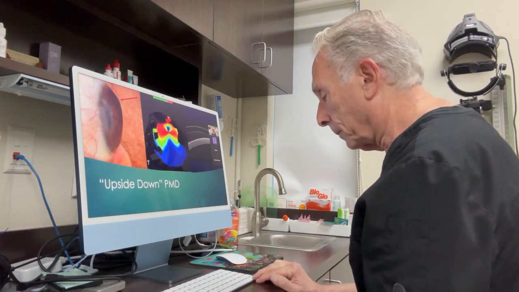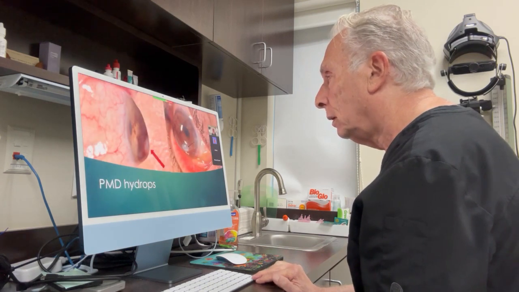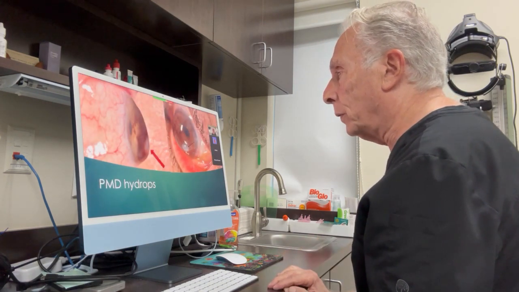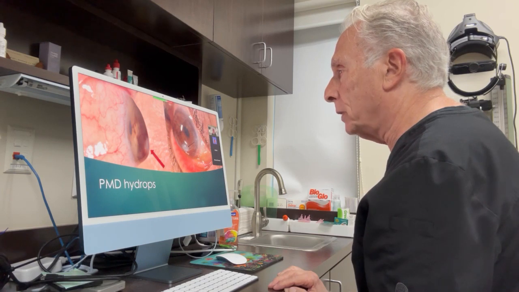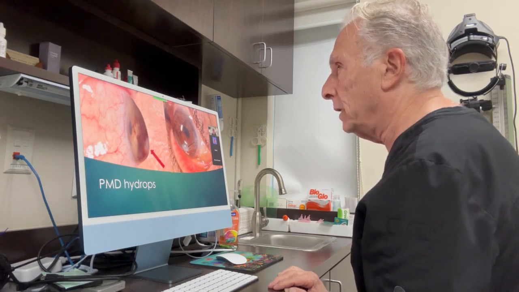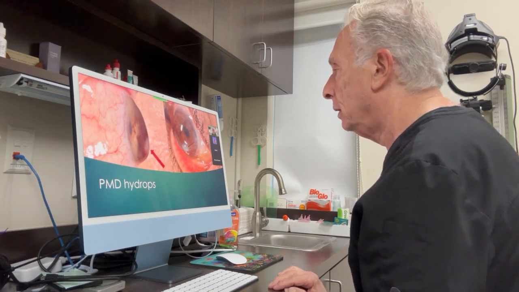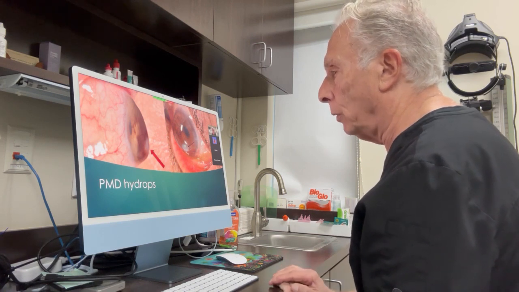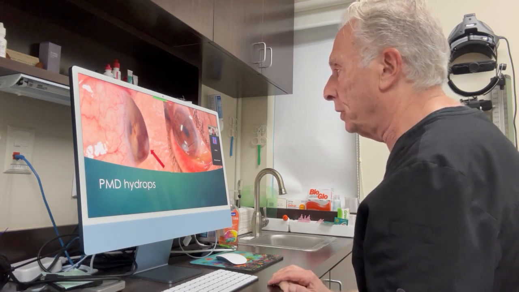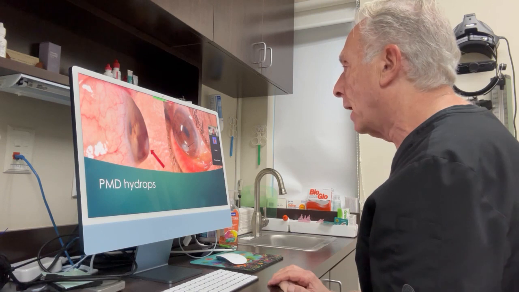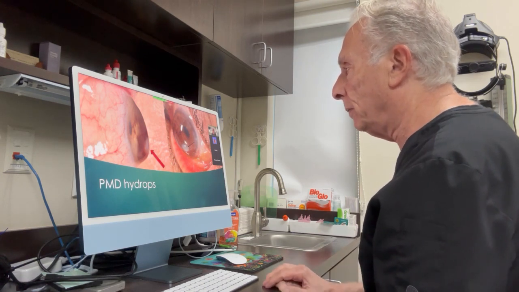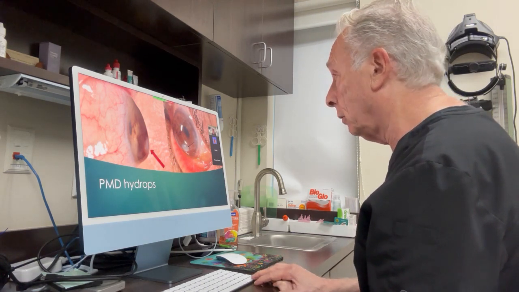But let's move on. The photo on the left, and you can see high drops there, but this is actually post-LASIK corneal ectasia on the left. You can call it PMD, but it's a post-LASIK corneal ectasia. On the right, you can see the high drops on a global cone. We fit both of these eyes with scleral lenses.